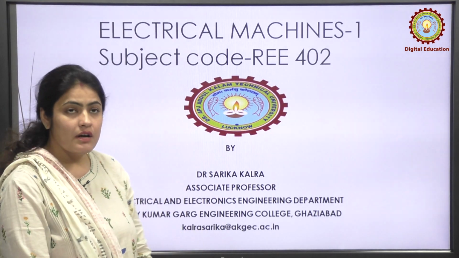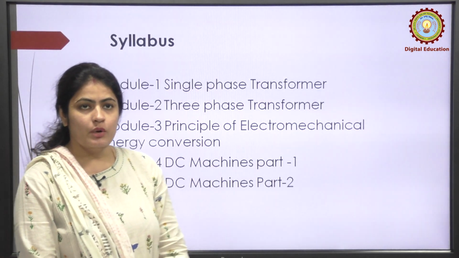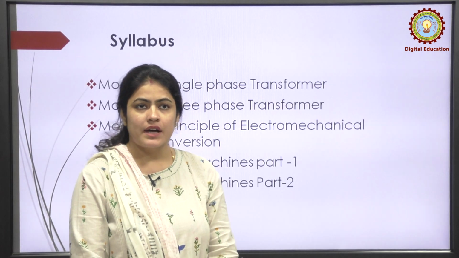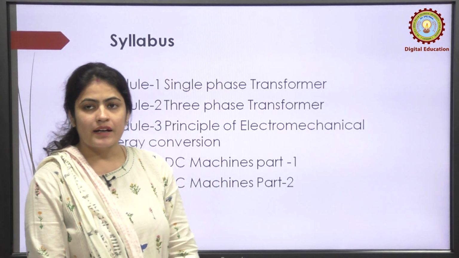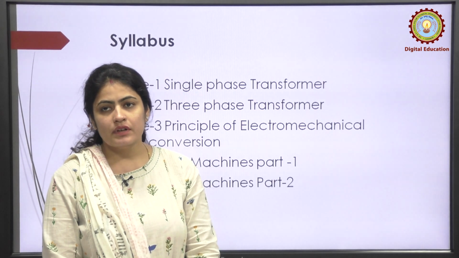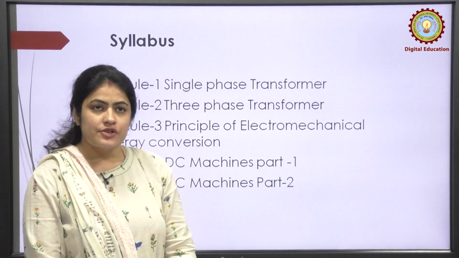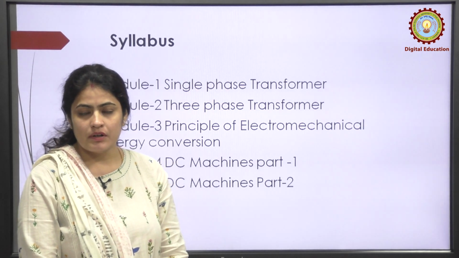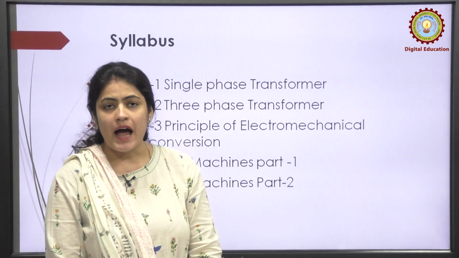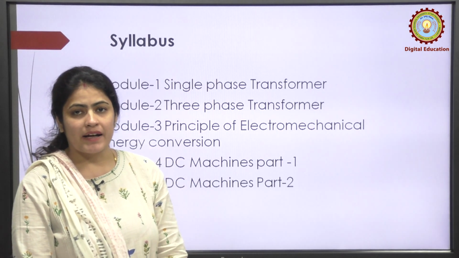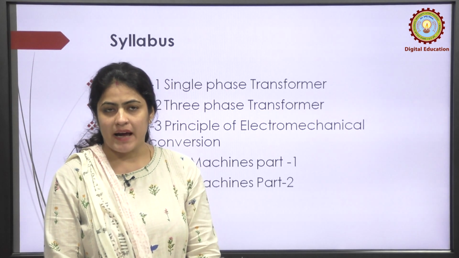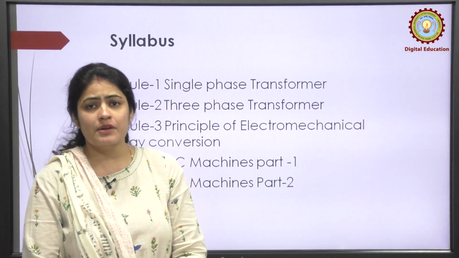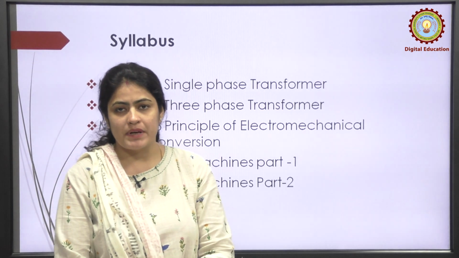In this there are 4 modules. In module 1 the single phase transformer, module 2 3 phase transformer, module 3 is the electromechanical energy conversion, and in module 4 and 5 include the DC machines. So, in this lecture I will discuss the transformer, what is the importance of the transformer, and after that we will see the basic laws and the basic magnetic law and the magnetic circuit, because these basic magnetic circuits are very important to understand the transformer basics.